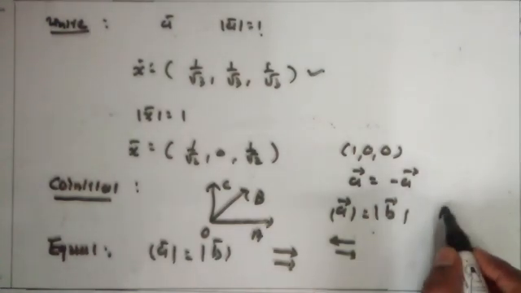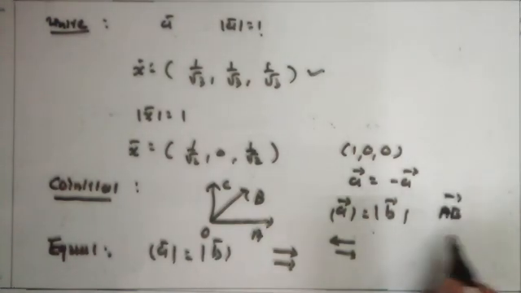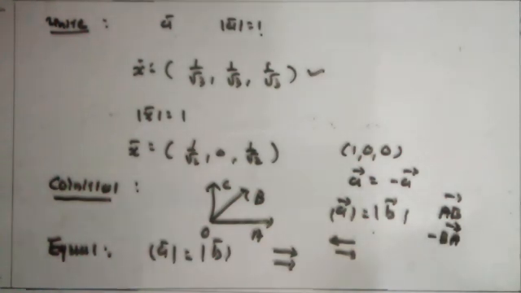The negative of a vector AB is equal to minus BA. Okay.